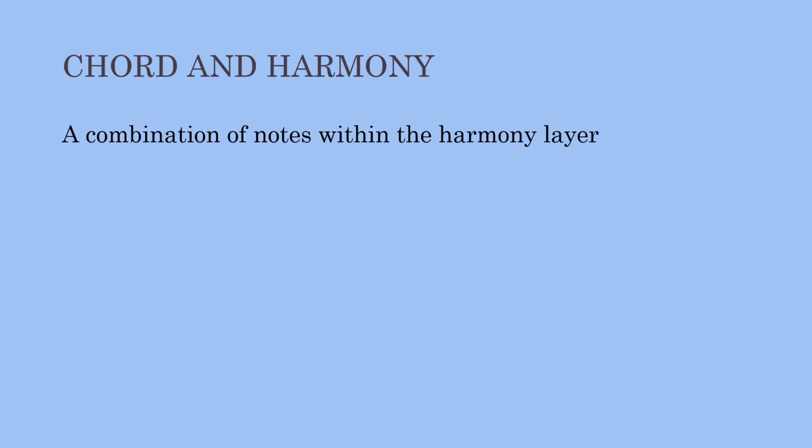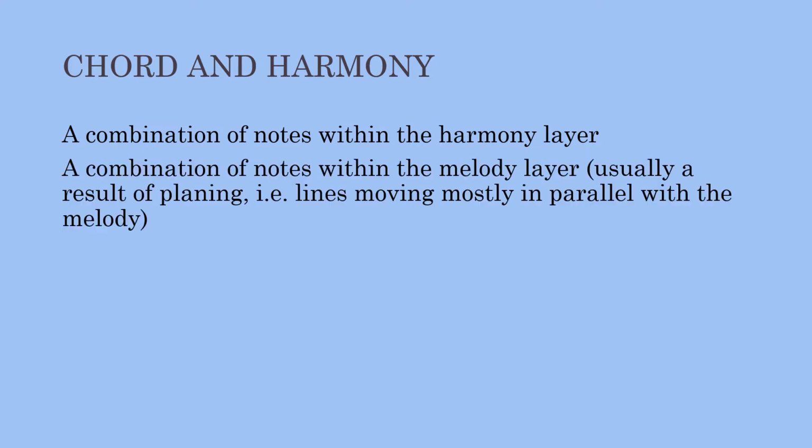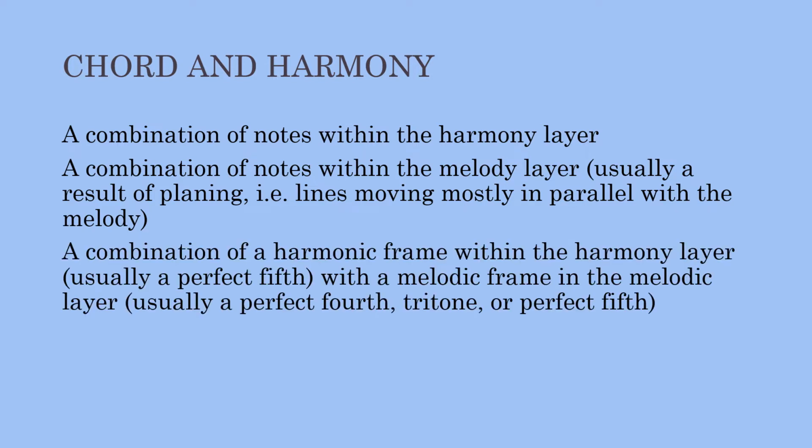Chords can be formed in three ways: a combination of notes within the harmony layer, a combination of notes within the melody layer, usually resulting from planing, that is, lines moving mostly in parallel with the melody, or the combination of a harmonic frame within the harmony layer, usually a perfect fifth, with a melodic frame in the melody layer, usually a perfect fourth, tritone, or perfect fifth.